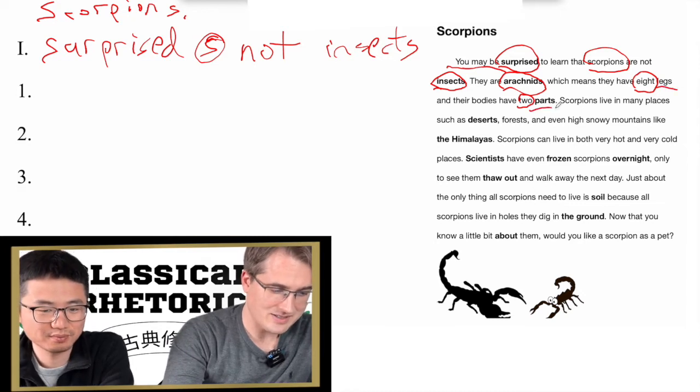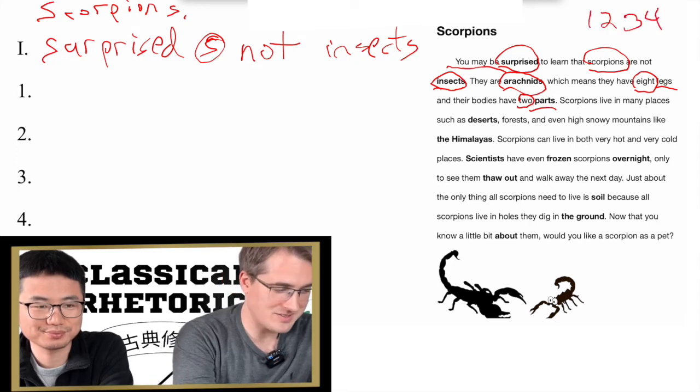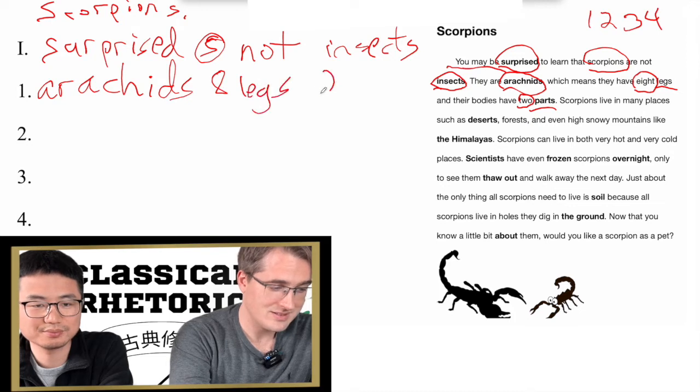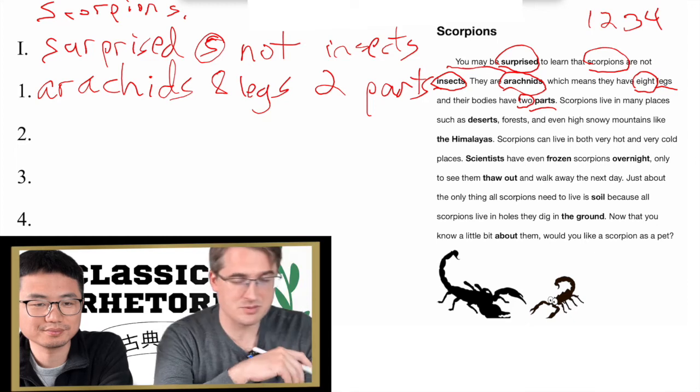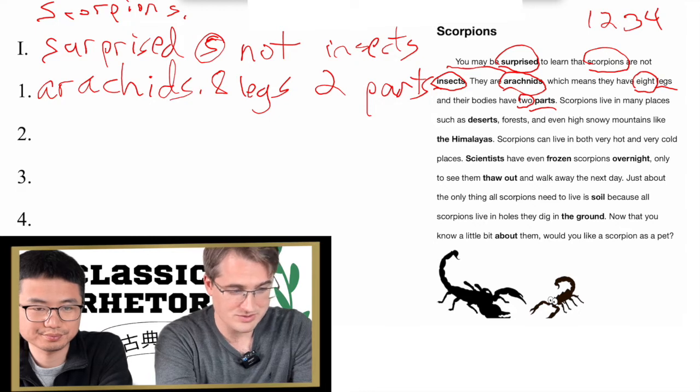8 legs, 2 parts. When you make your KWO, numbers are free. They're not words. So let's do this. Arachnids, 8 legs, 2 parts. You know how to spell numbers, but you might need to spell something else correctly. So always just make numbers numbers.